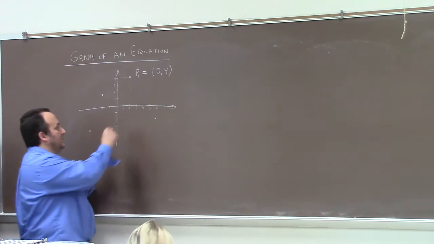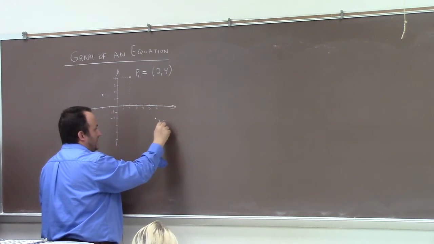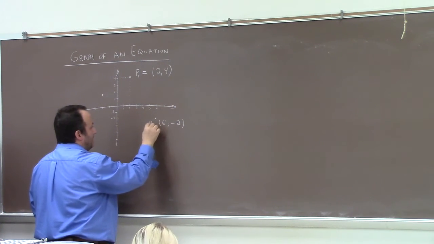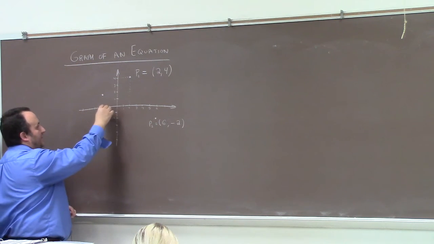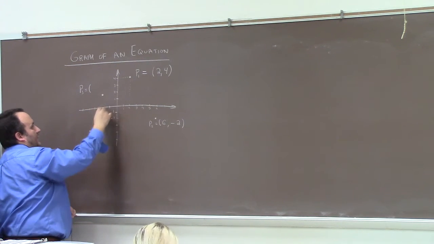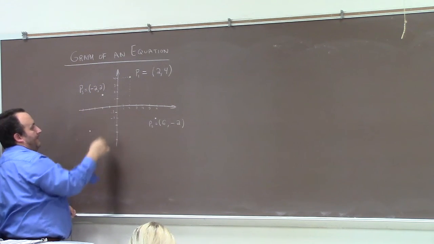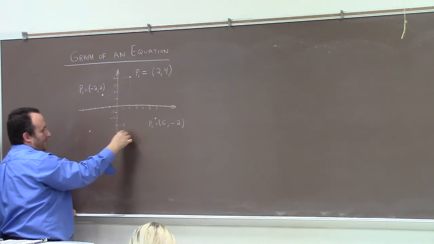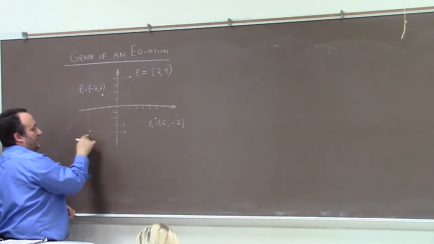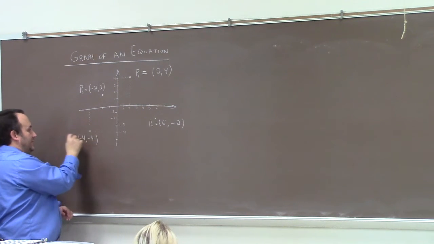Anyway, how about this one? I go -1, -2, 1, 2, 3, 4, 5, 6 over, so we've got (6, -2). I'll call that P2. And this guy over here, P3, is where? We've gone over -2 and up 2, so (-2, 2), right? And how about this one? 1, 2, 3, 4. Looks like I got (-4, -4) for my P4.